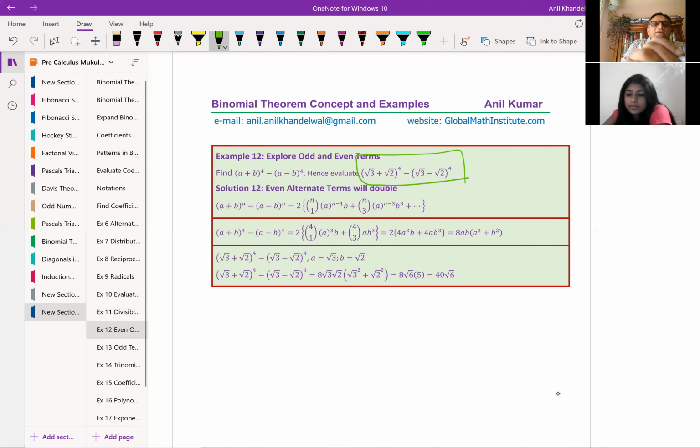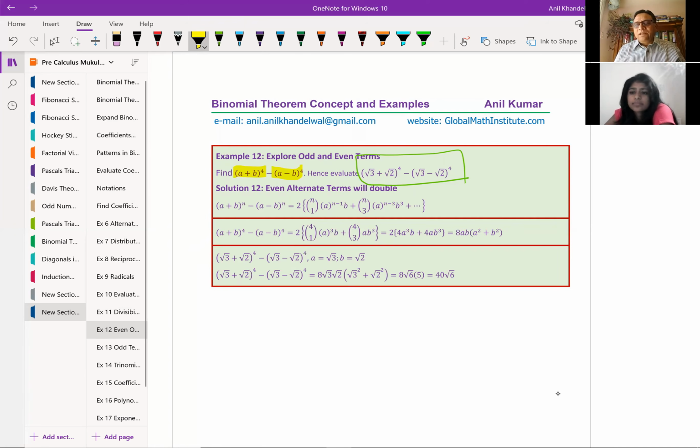So we have a question right from there: (a plus b) to the power of 4 minus (a minus b) to the power of 4. Evaluate this first. So part A is to find an expression for (a plus b) to the power of 4 minus (a minus b) to the power of 4. Correct? So we have alternating terms.